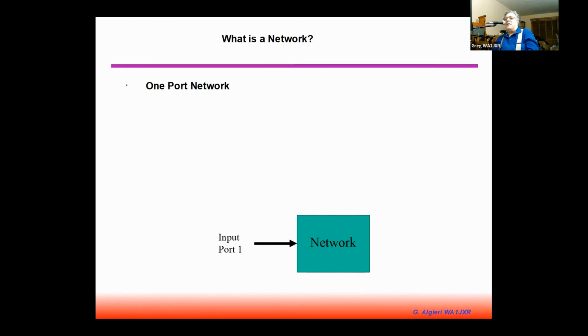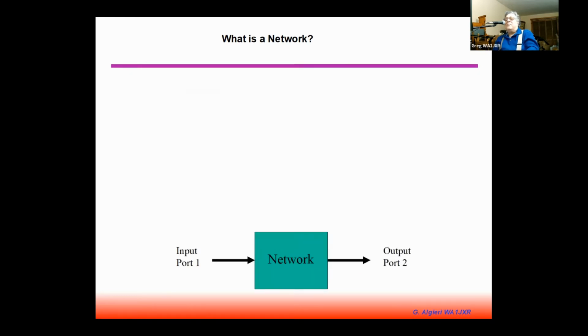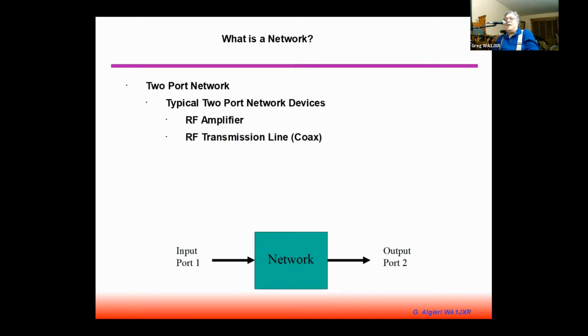So, what is a network? Well, a network is any black box, any electrical black box, and you can have a one-port network. Some typical one-port network devices might be your amateur antenna. That's a one-port network. An RF load, an RF transmission line, open or shorted stub that might be part of an antenna system. There's a variety of things that are one-port networks. How about two-port networks? An RF amplifier, that would be a two-port network. It has an input and an output. An actual piece of coax, an RF transmission line, is considered a two-port network.